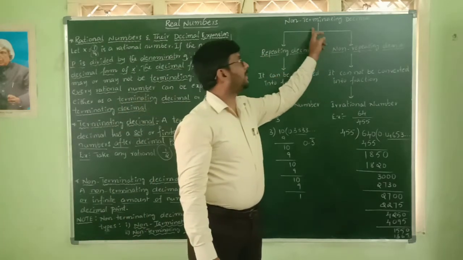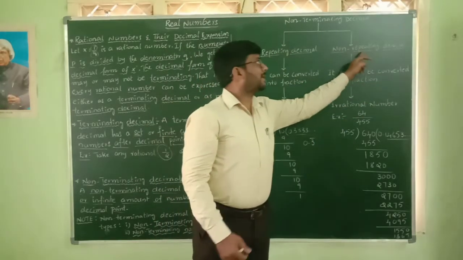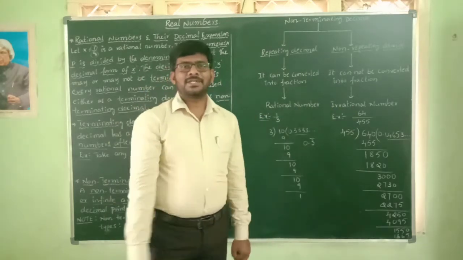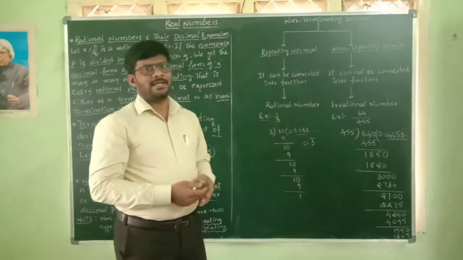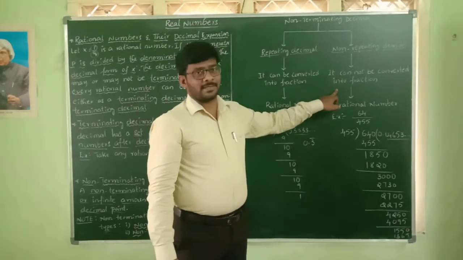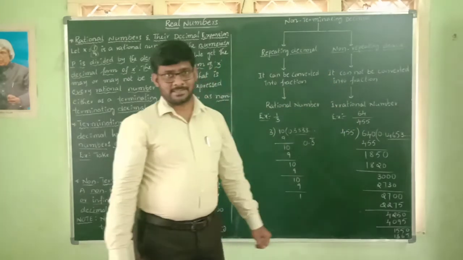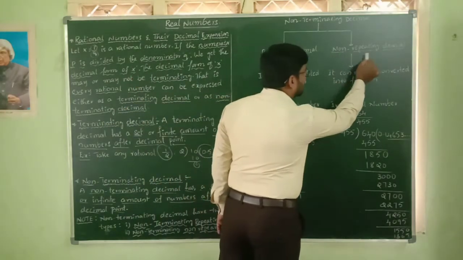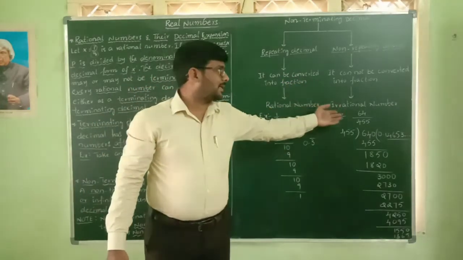Let's see non-terminating non-repeating decimal. It cannot be expressed as a fraction. Which decimal, children? Non-terminating non-repeating decimal cannot be expressed as a fraction. That's why this decimal is said to be an irrational number. Irrational numbers. Understand, children? It cannot be expressed in the form of a fraction, so it is said to be irrational.